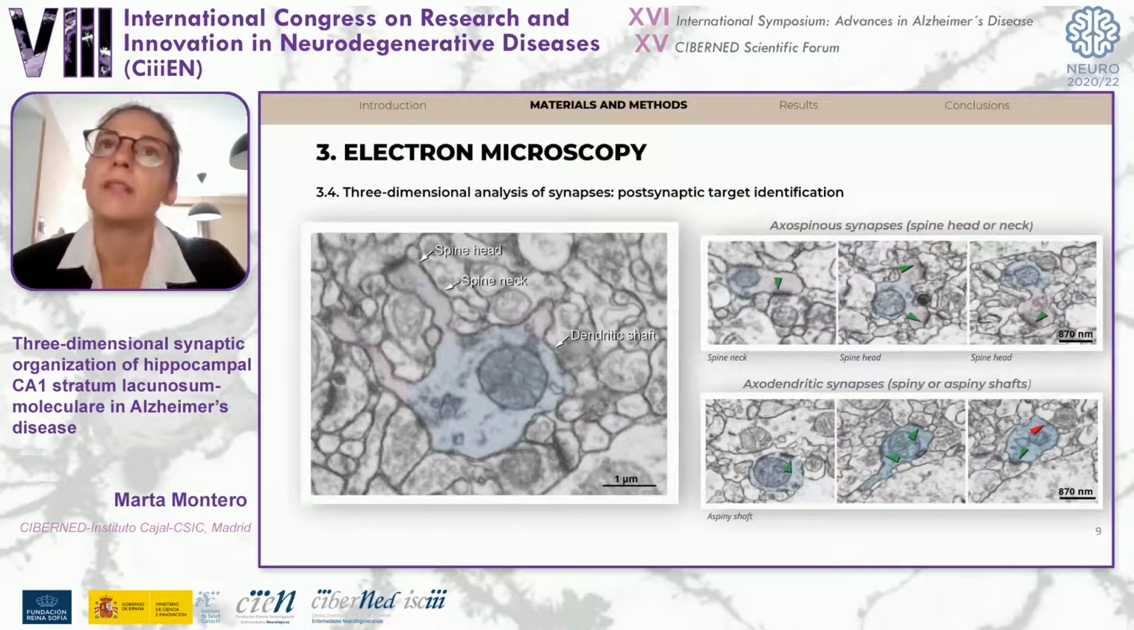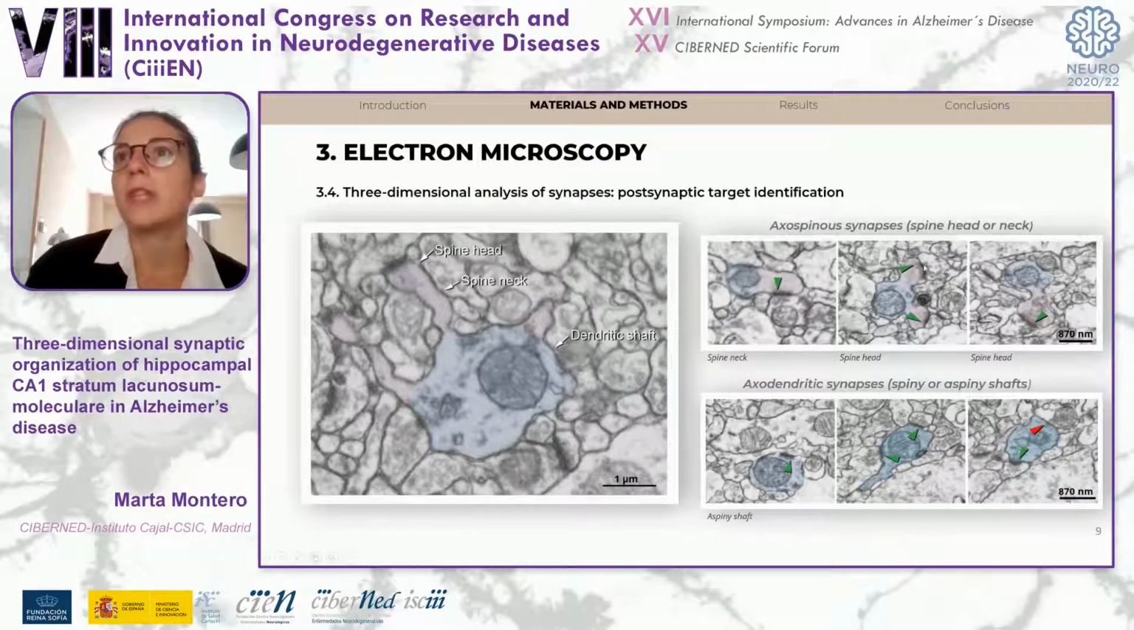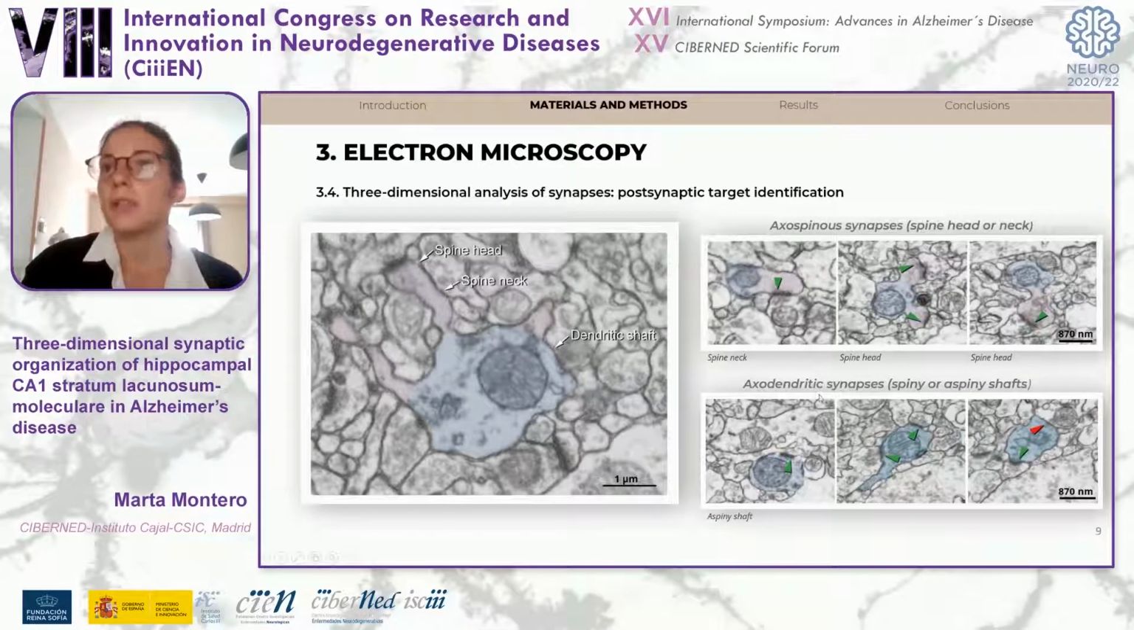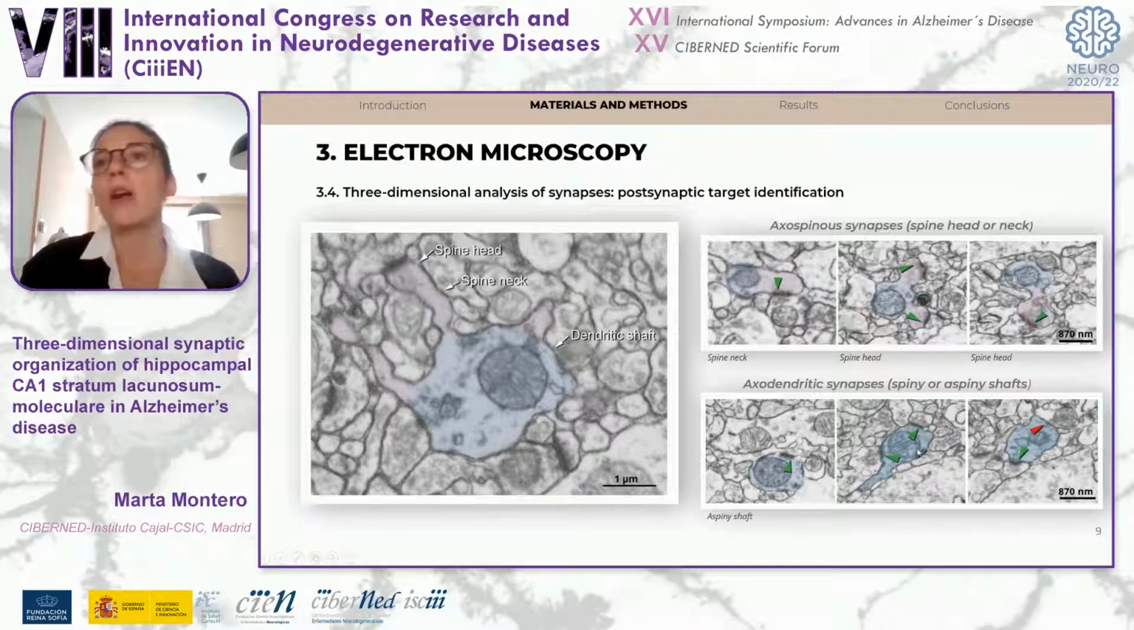Synapses are also classified attending to the postsynaptic targets into axospinous or axodendritic synapses. Axospinous synapses are further classified as synapses on the head or the neck of the spine, while axodendritic synapses are further classified as synapses on spiny shafts, when dendritic spines can be observed emerging from the shaft, or as synapses on aspiny shafts.